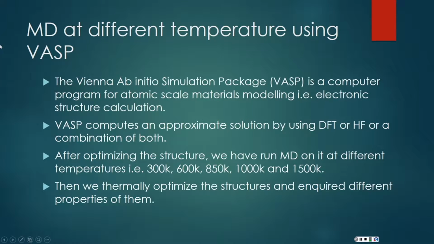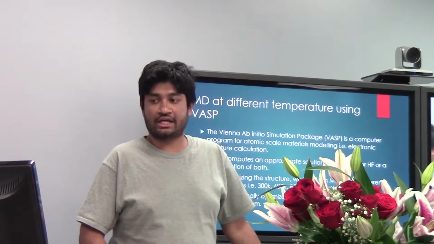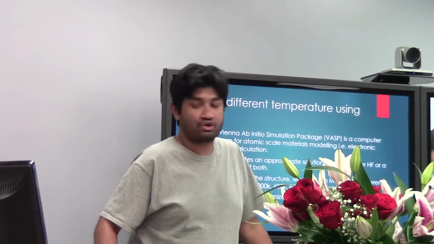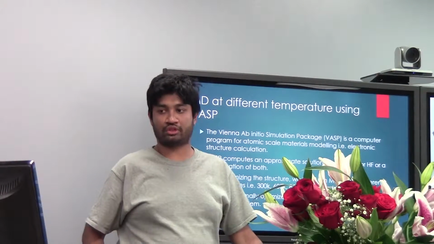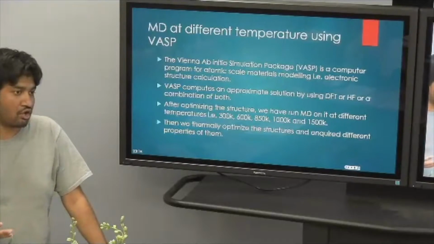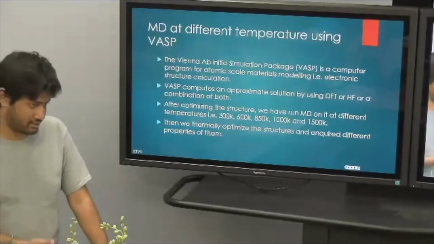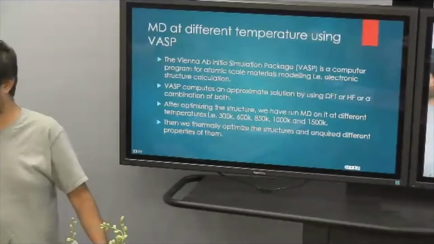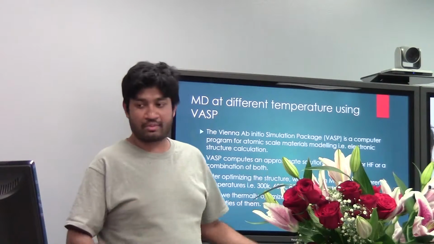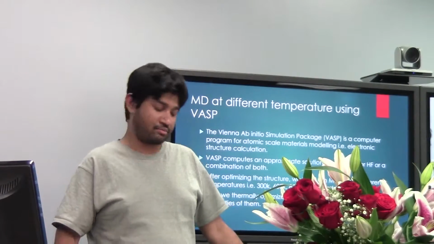The Vienna ab initio simulation package is a computer program for atomic scale materials modeling and electronic structure calculation. It computes an approximate solution by using DFT or Hartree-Fock or a combination of both. After optimizing our structure, we run MD at different temperatures: 300 Kelvin, 600, 850, 1000 Kelvin and 1500 Kelvin. Then we thermally optimize the structures and compute different properties of them.